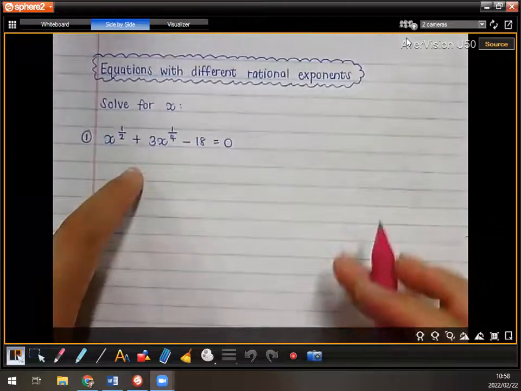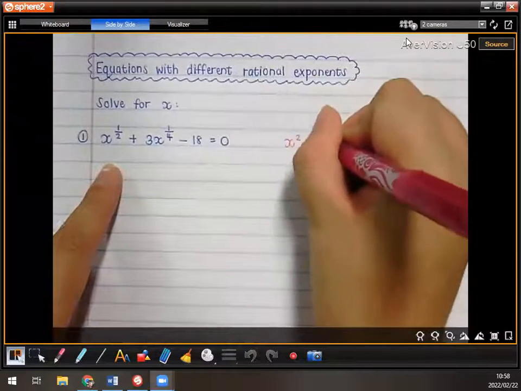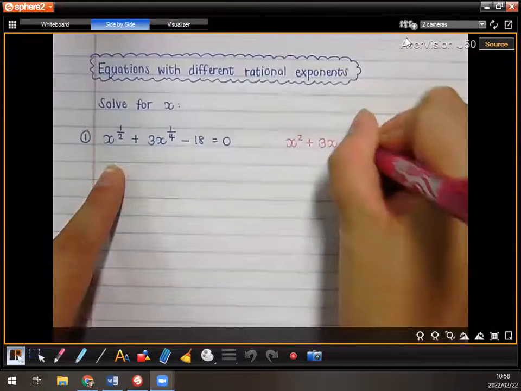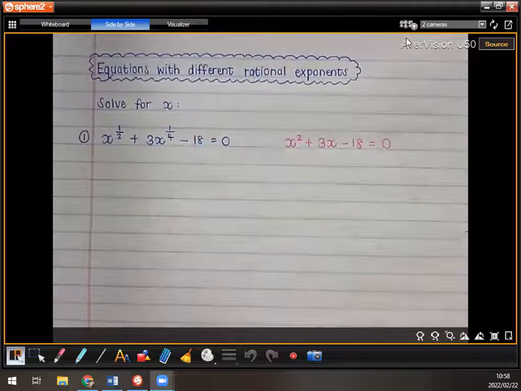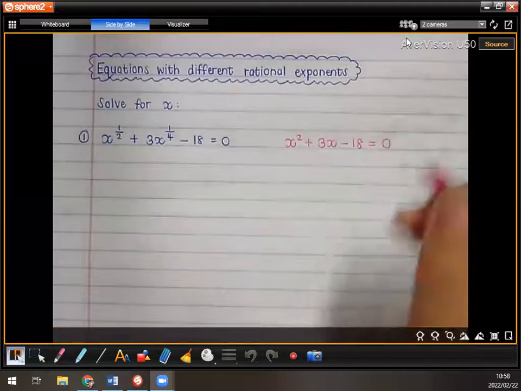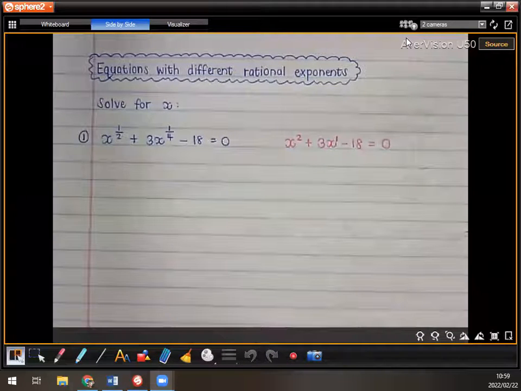Now guys, when we have a trinomial, I'm just going to write one on the side here. Right, that's a trinomial. That's a quadratic equation. x squared plus 3x minus 18 is equal to 0. Now this x has an exponent of 1, even though it's not written, right? Do you agree with that?